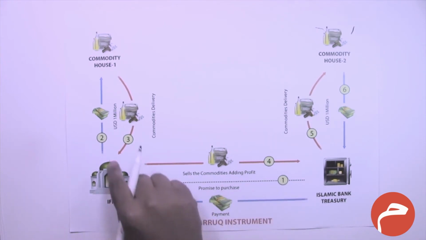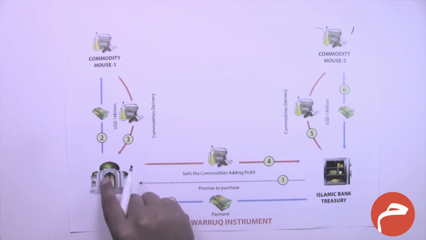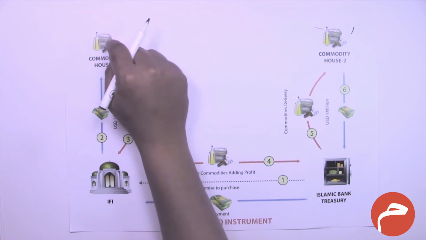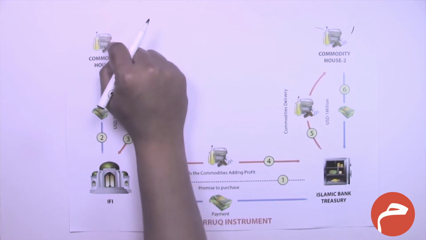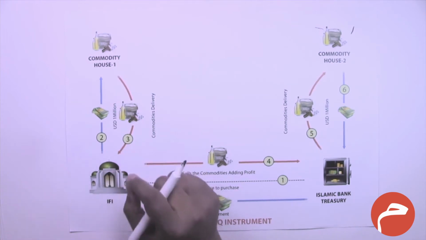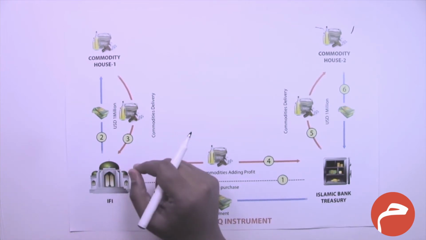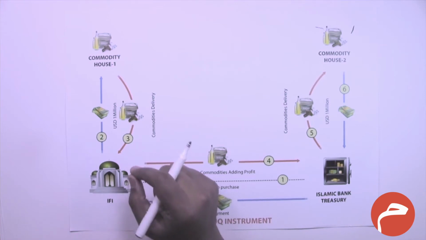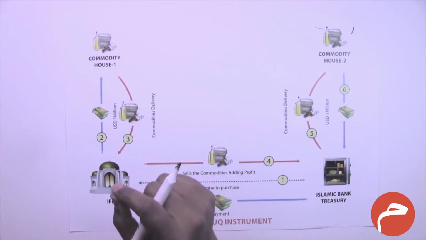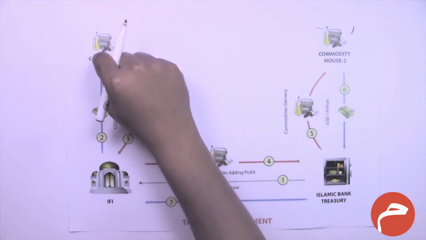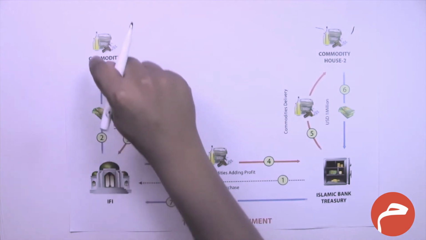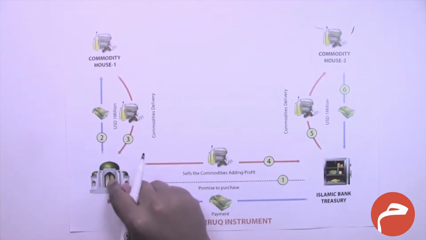The second step would be that this financial institution approaches a commodity house and purchases certain identified commodities. Here, of course, the first requirement is that these commodities or assets have to be Sharia compliant. Second, these assets have to be identified and quantified. And the third important point is that the ownership of these assets has to be transferred properly from this seller to this purchaser.